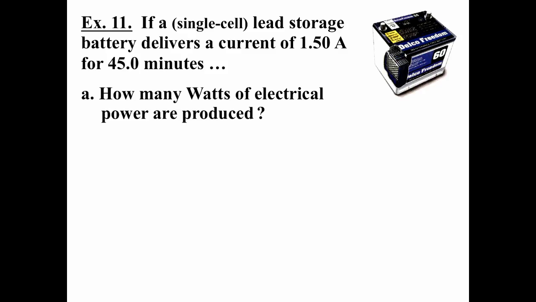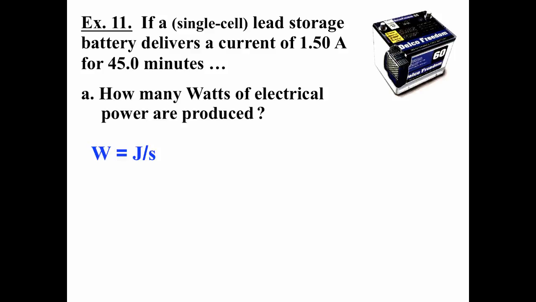So let's look at an example that has several parts that will let us work with some of these relationships and do some calculations. Example 11, we have a single cell lead storage battery. So normal batteries have more than one cell, but in this example we just have a single cell battery. It's delivering a current of 1.50 amperes for 45 minutes. And the first question is, how many watts of electrical power are produced?